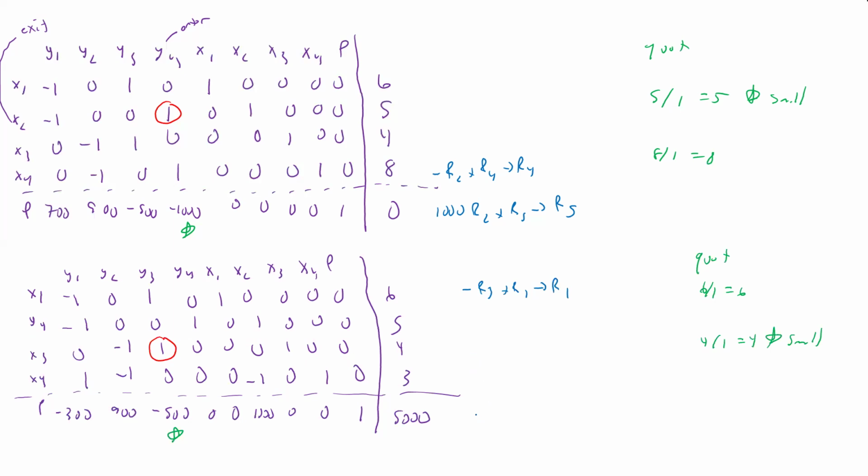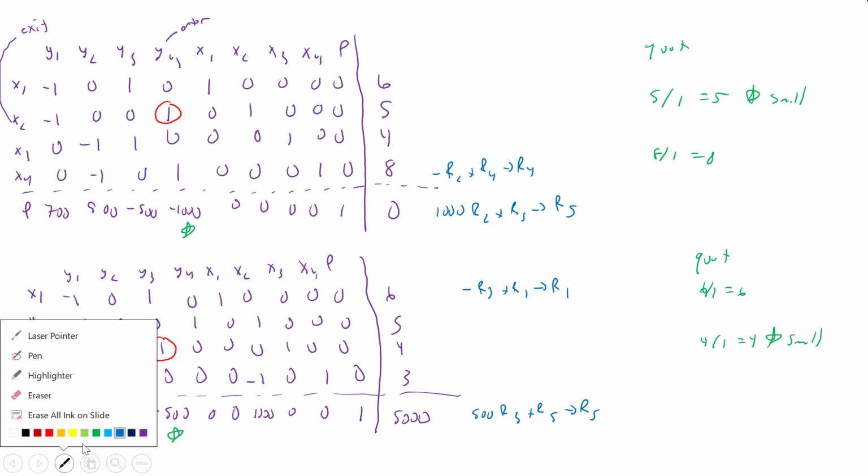And here it looks like we have 500 row 3 plus row 5 goes to our new row 5. All right, so I think that's all good. So basically, first row is going to change and the last row is going to change. So let's change our color in here.